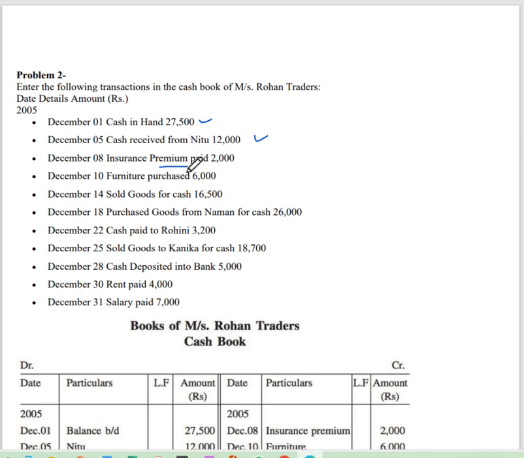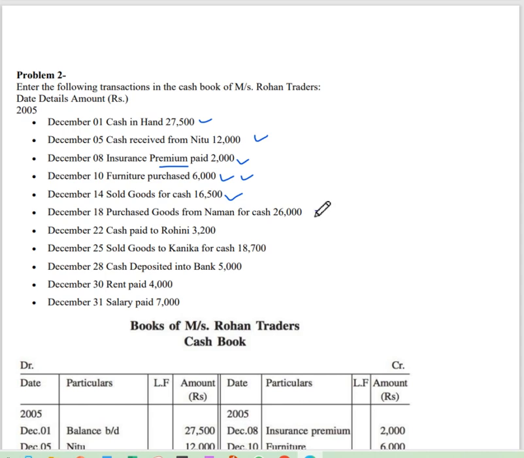Next, insurance premium paid. Since they have not mentioned they paid through a bank, we consider it a cash payment. Next, furniture purchased. They have not said anything about a bank transaction, so we consider this a cash payment. Next, sold goods for cash. When we are selling the goods, we are receiving the cash. This is a cash receipt.